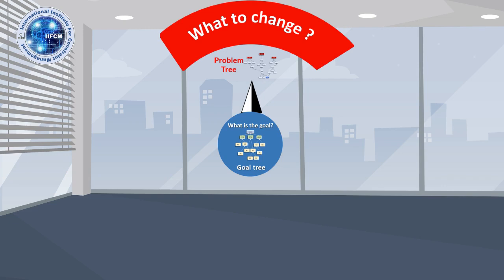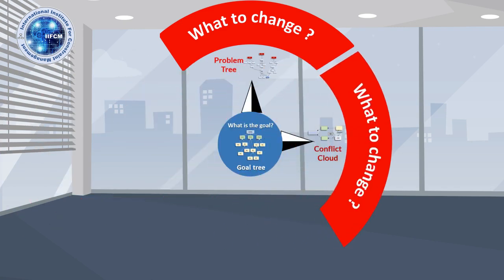The conflict cloud is a special form of problem tree, which is used in cases where the deviation to our goal is caused by an underlying conflict. This tool provides a method for structuring and resolving these conflicts.